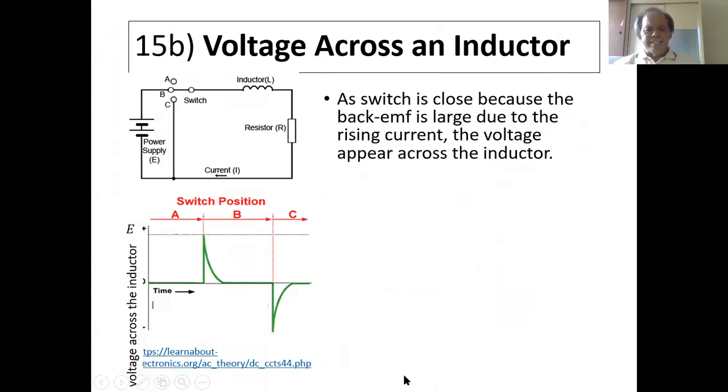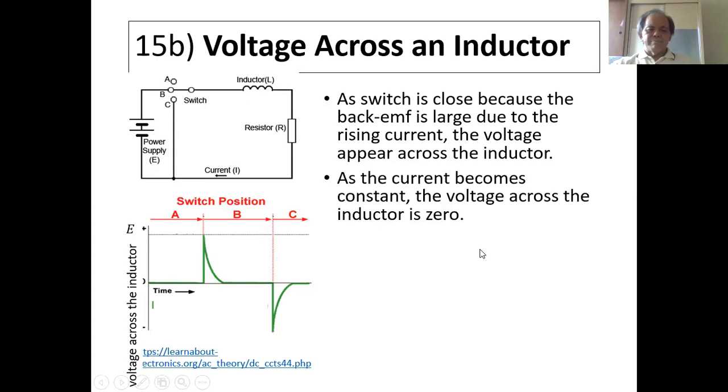Voltage across an inductor. As the switch is closed, because of the rising current, the back EMF is large. You can see that back EMF is large. The voltage appears across the inductor. No voltage across here. When you close the switch, the back EMF is across here. As the current becomes constant, doesn't change anymore, there is no back EMF. So that's why the voltage across the inductor is now zero. Across here is zero now. It appears across here now. No more here.